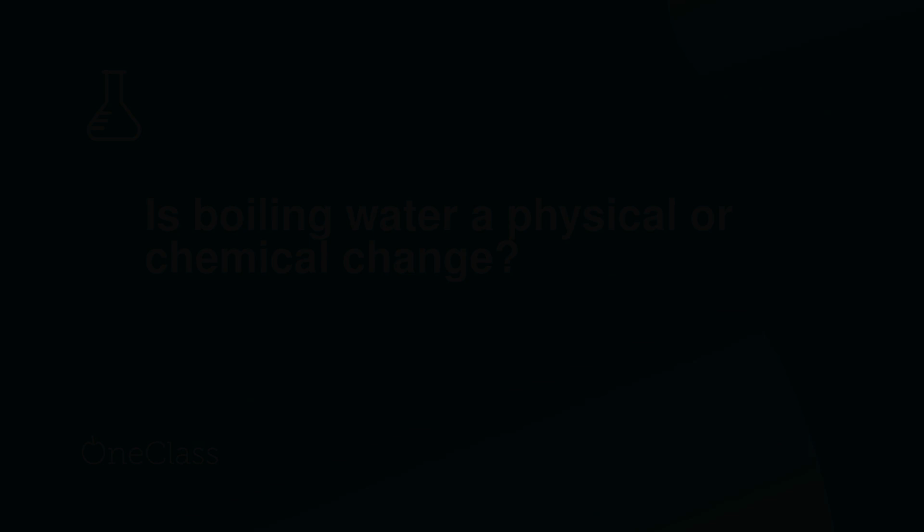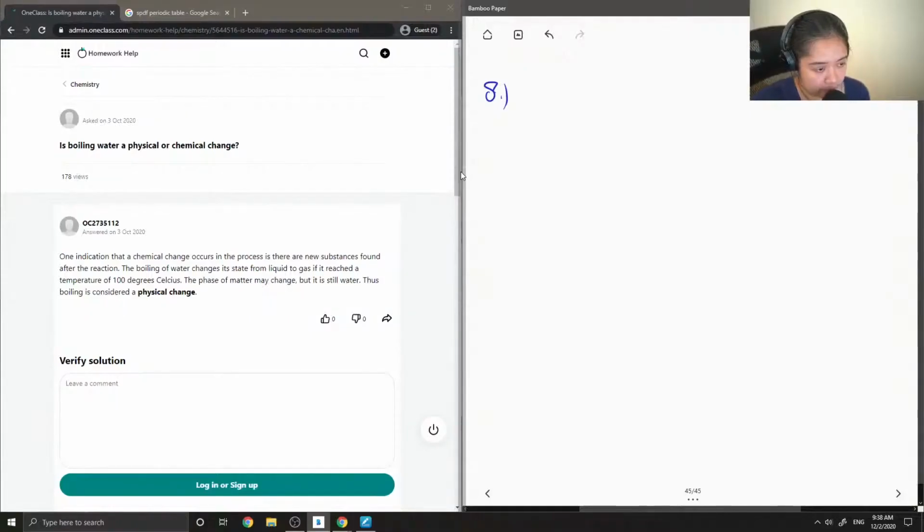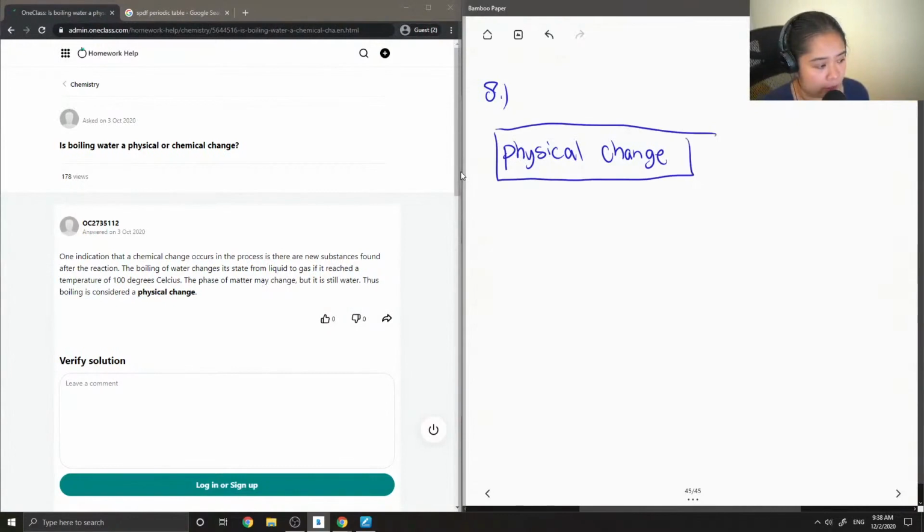Question 8 asks, is boiling water a physical or chemical change? So when we boil water, this is considered a physical change. This is because we aren't changing the molecular structure of water. It is still H2O, even in its gas form.